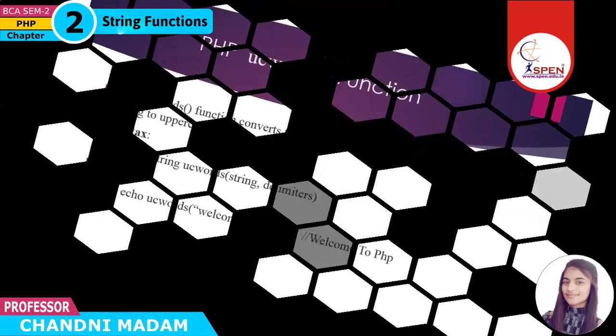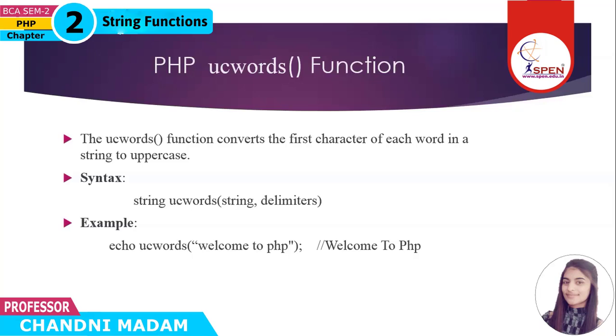So now your next PHP function is ucwords. This function converts the first character of each word to uppercase. Here ucwords has two parameters. The first is the string and the second is delimiters. It is an optional specifier for the word separator. Here is the string whose first characters you want to convert to uppercase.